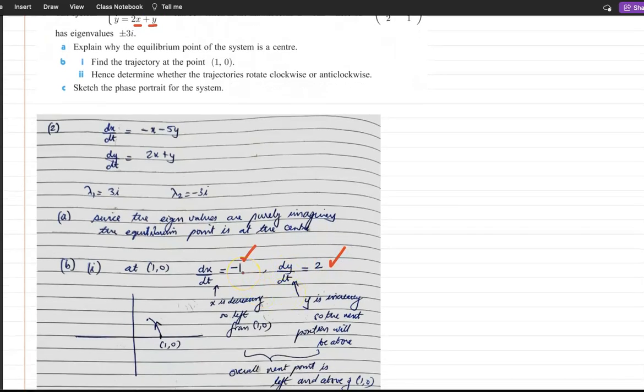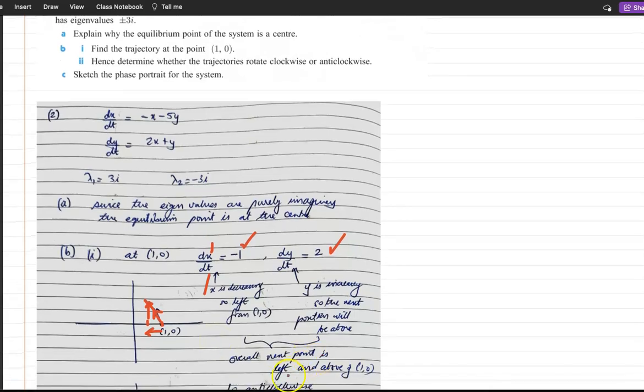Now what does minus 1 mean? My initial point is here at 1, 0. Minus 1 means as time is increasing, your x is decreasing. Means this will move to the left. Correct? And dy by dt is positive, means as time increases, your y is increasing. So that means the second point will be here. So if you see my trajectory going from this point to this point, obviously I'm going in an anti-clockwise direction.